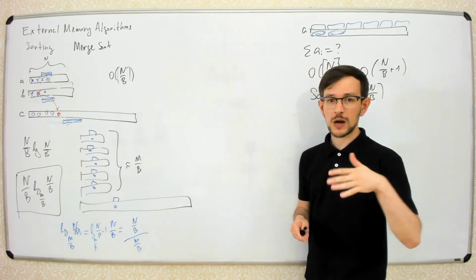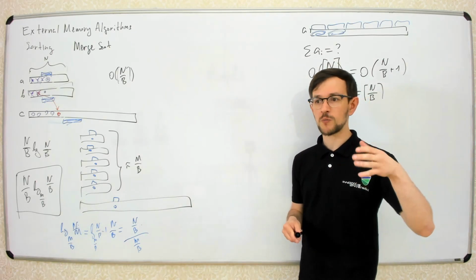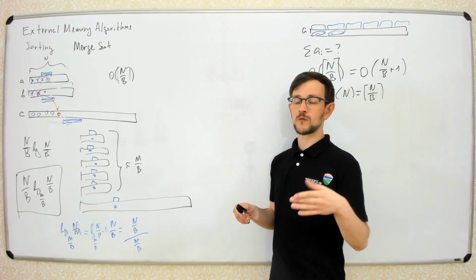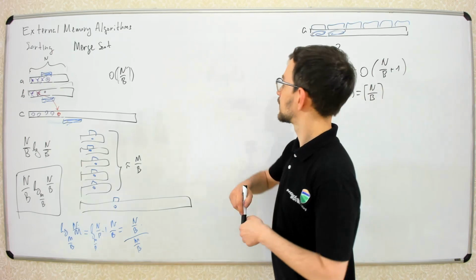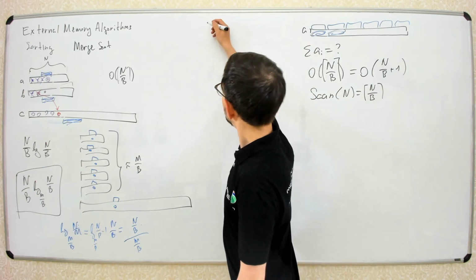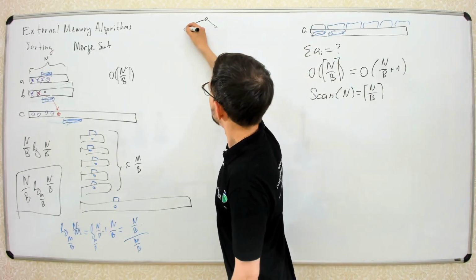Okay. So let's remember how we prove that the optimal time complexity of the sorting algorithm in the RAM model is n log n. In the RAM model we have this tree of comparisons.